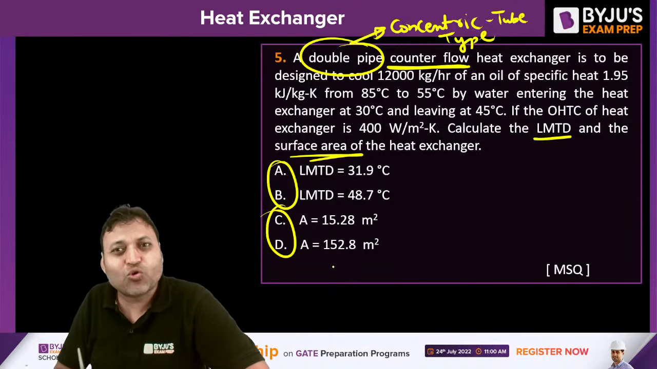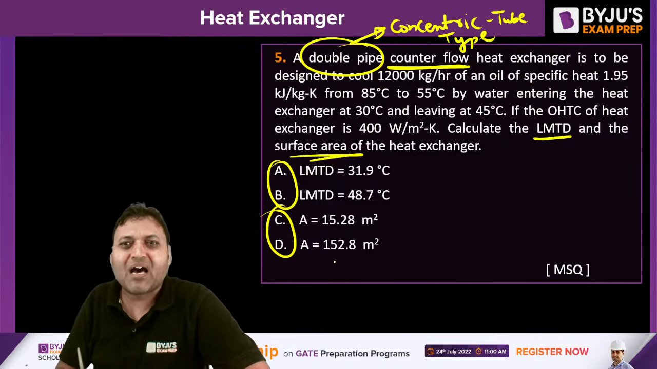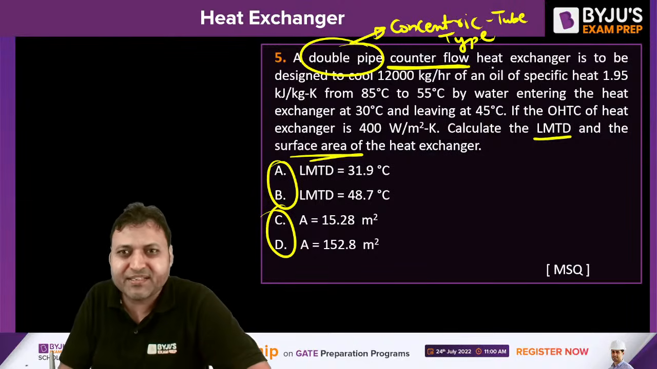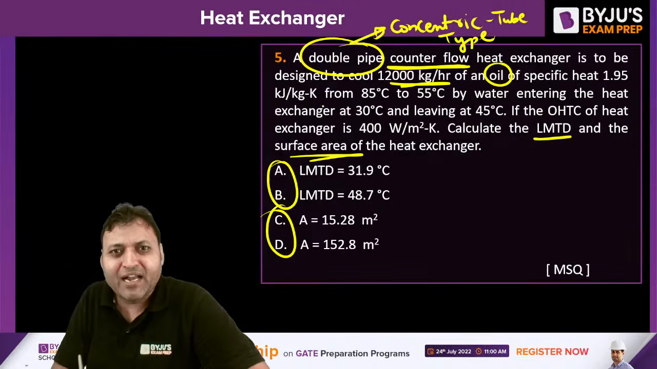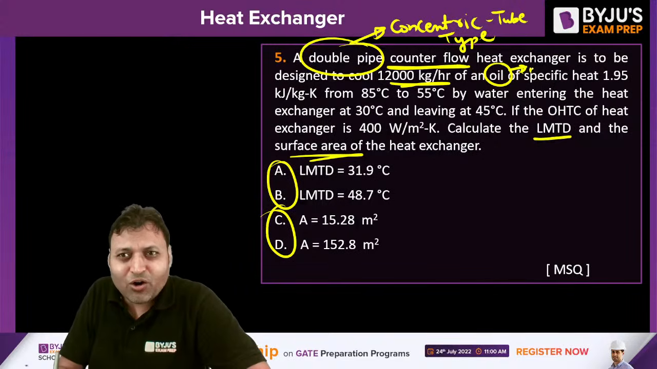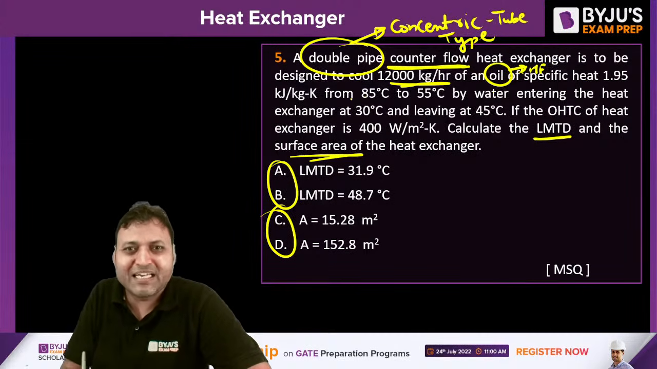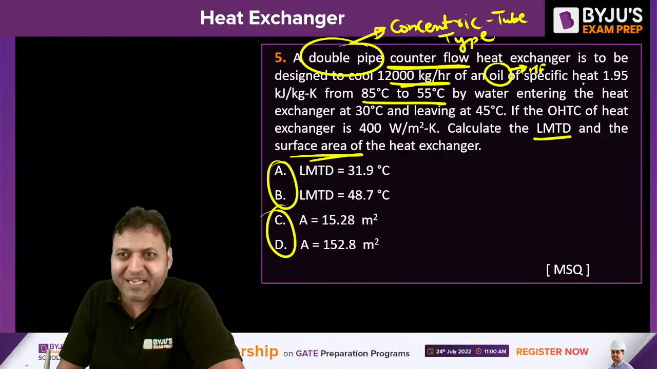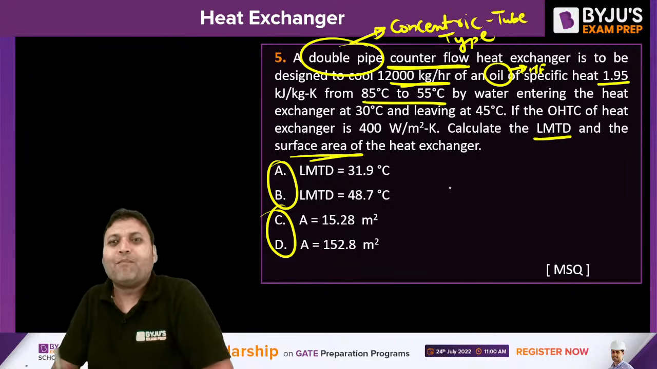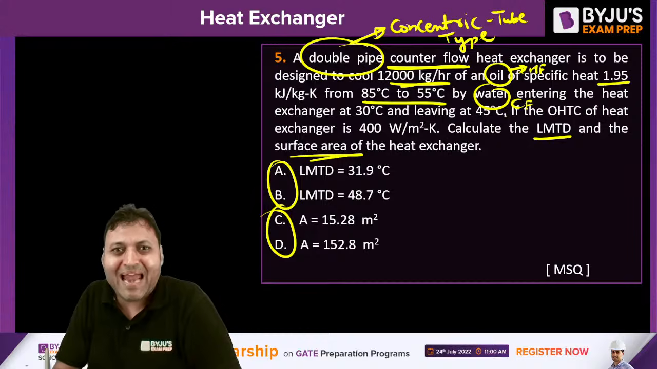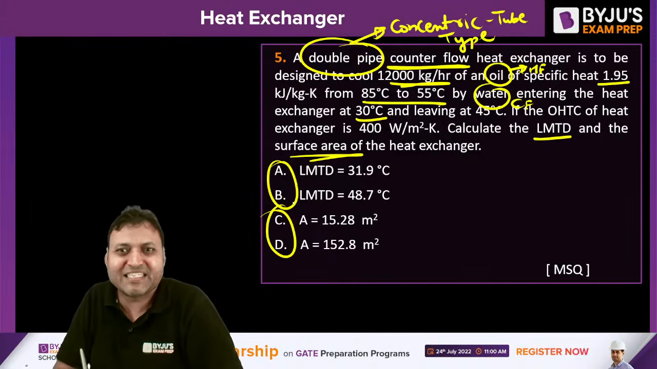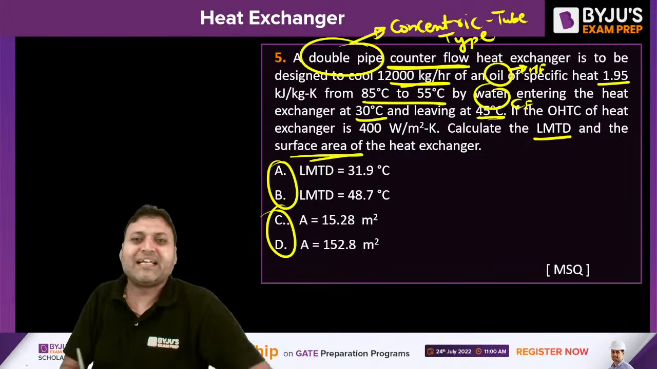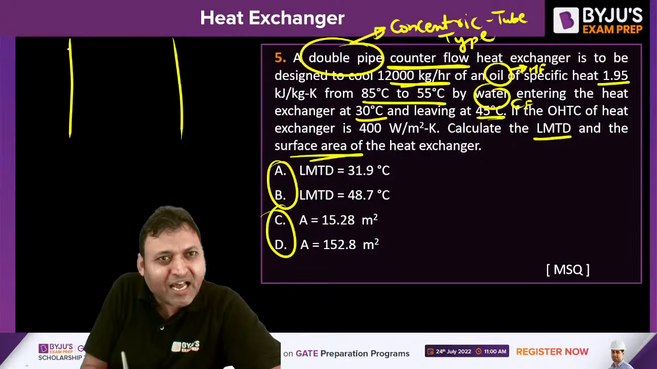Is to be designed to cool 12,000 kg per hour of an oil of a specific heat. This mass flow rate is given for the oil, and oil is the hot fluid. Why? Because it is cooling from 85 to 55 degrees Celsius. TH1 and TH2 are given. Specific heat CP is also given. By water, water is the cold fluid. Entering the heat exchanger at 30, that is TC1, and leaving at 45 degrees, that is TC2. All the terminal temperatures are given.